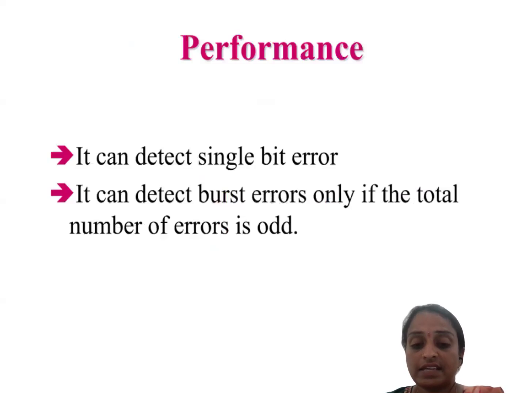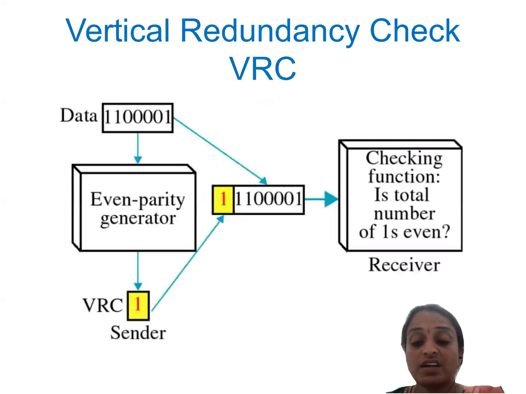Vertical redundancy check. This is the first error detection technique. In this technique, we add one extra bit to the data. Generally we consider the even parity. For getting even parity, we check the data. If the data has an odd number of ones, we add the VRC bit as 1. Otherwise, we add the 0.